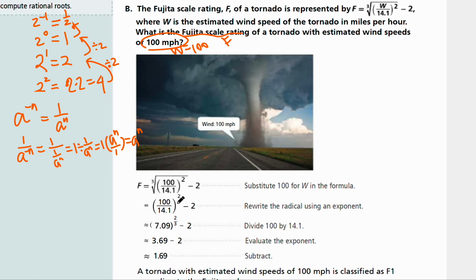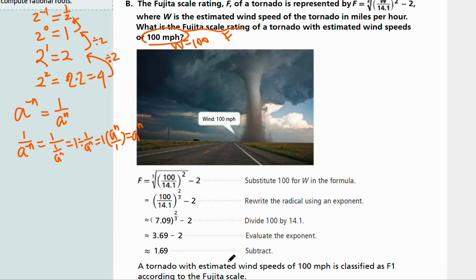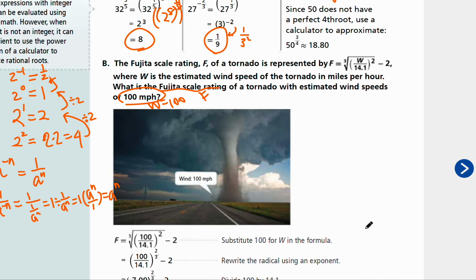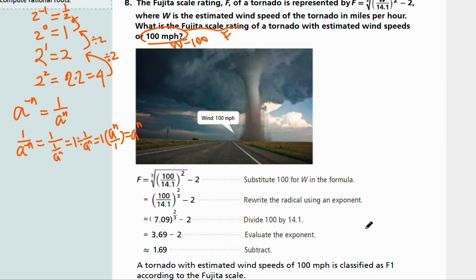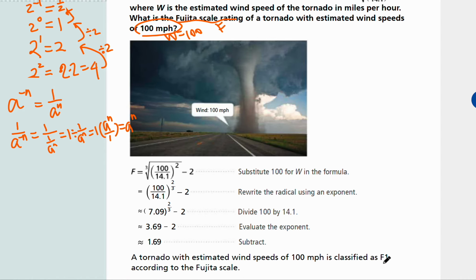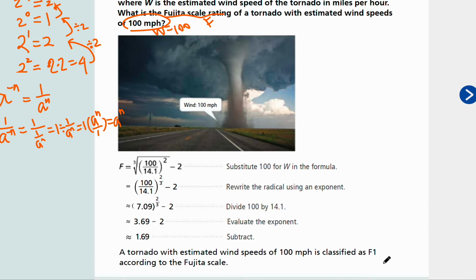So it seems like F is about 1.69. So a tornado with estimated wind speed of 100 miles per hour is classified as F1 according to the Fujita scale. Well, it's about 1.69, but in the scale, you just round down, I guess. So this is an application problem.